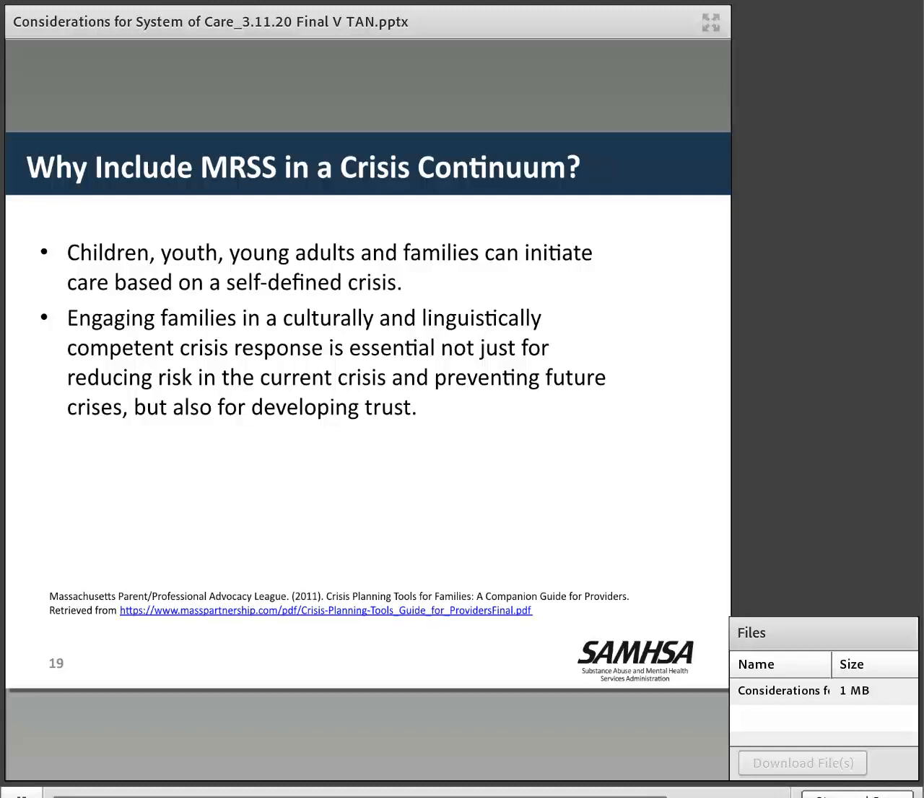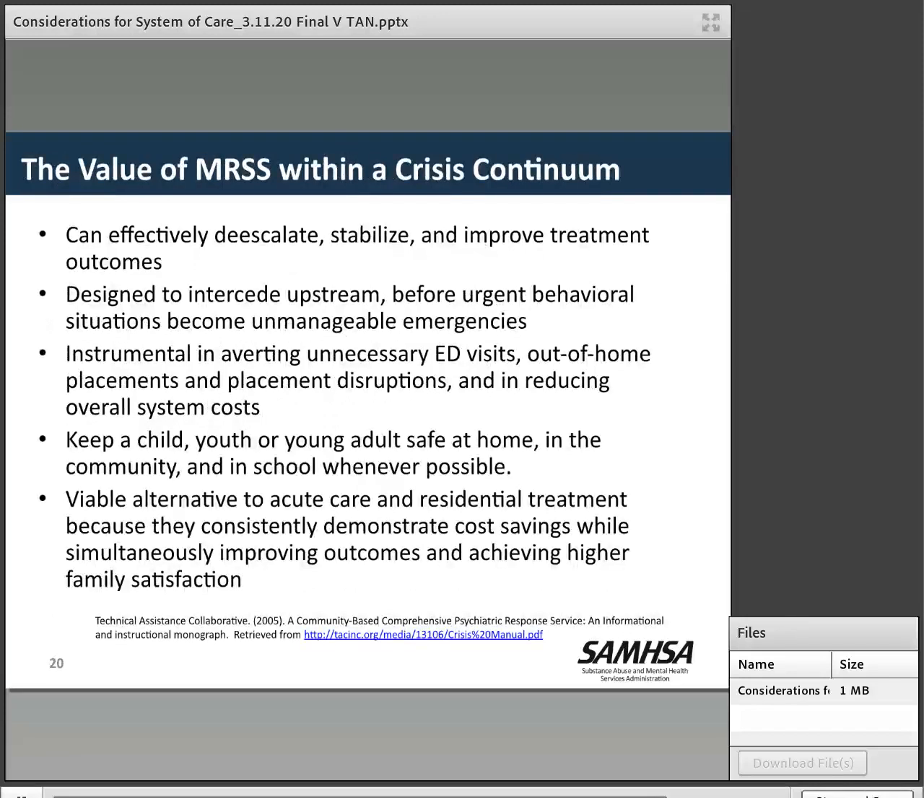That responsiveness is important in changing the perspective of what families might think is a non-responsive system. Engaging families in a culturally and linguistically competent crisis response is essential, not just for reducing the risk in the current crisis, but preventing future crises, and also building trust for the system. It really helps families understand that you can use mobile response and stabilization as the go-to rather than an emergency department. If a family goes to an emergency department to get help the first time, they will continue to use that emergency department in the future. If they use mobile response and stabilization, and it's an effective intervention, then they'll use mobile response and stabilization again.